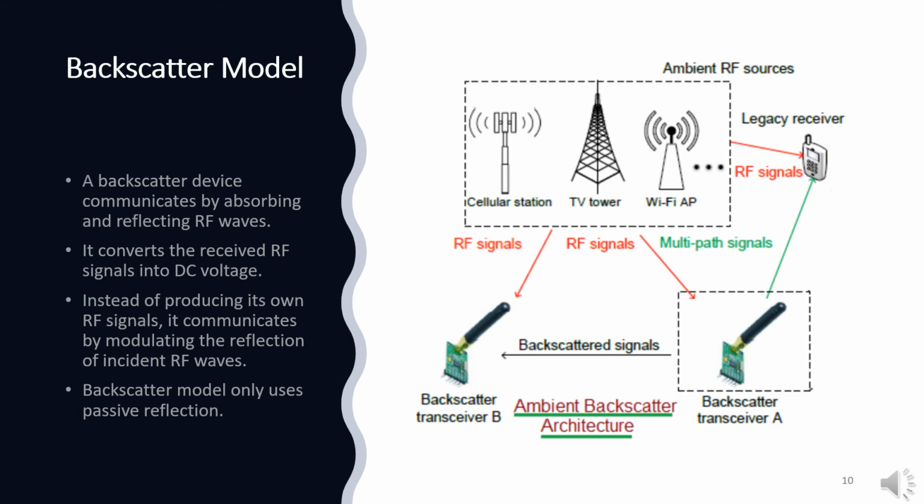And as I mentioned before, it depends on both passive and active reflections. Moving on to the second model, the backscatter model, it receives radio frequency signals and converts them into DC voltage. The backscatter model does not generate any radio frequency, but it receives the reflected radio frequency signals, modulates them, and then communicates using the modulated signal. As shown in the picture, the backscatter model depends only on the passive reflectors.